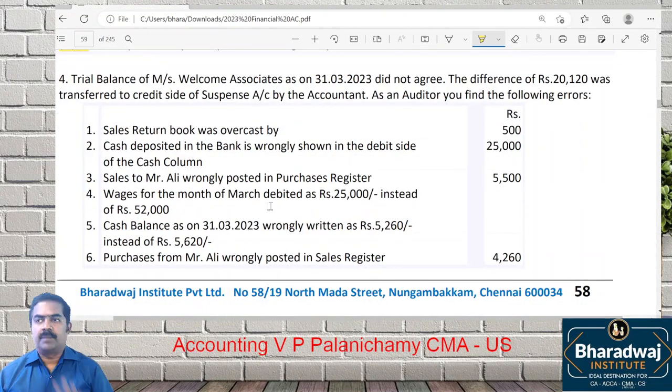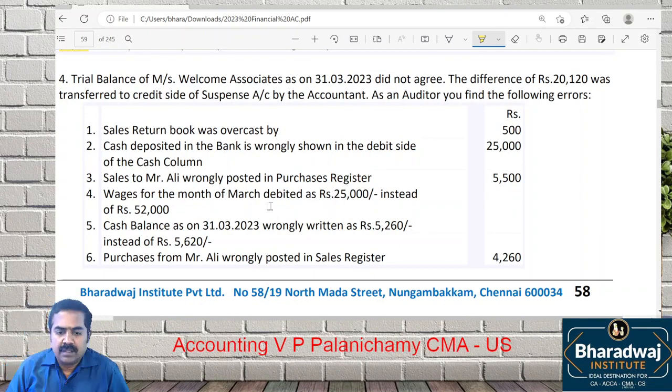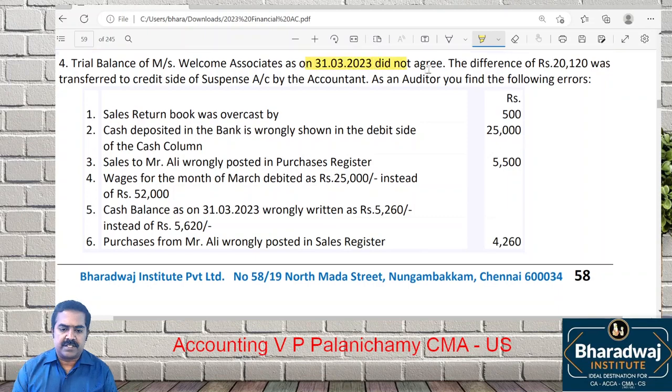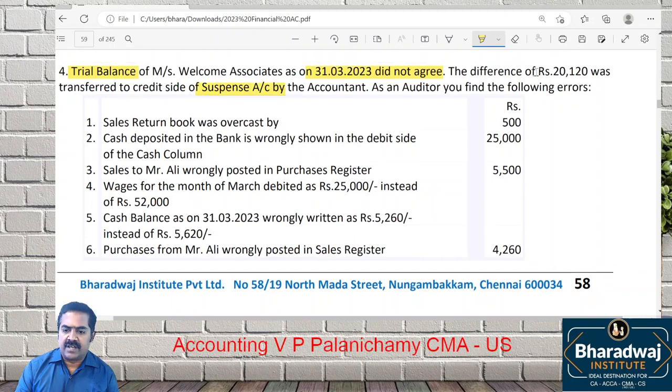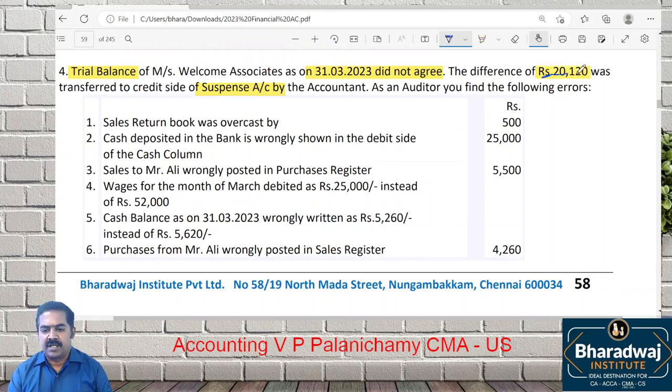Come to question number 4. Suspense account of Welcome Associates did not agree. Okay, trial balance did not agree. They transferred to which account? Suspense account. How much was credited to suspense account? 20,120 was credited to the suspense account. The problem then, you would prepare the suspense account also.